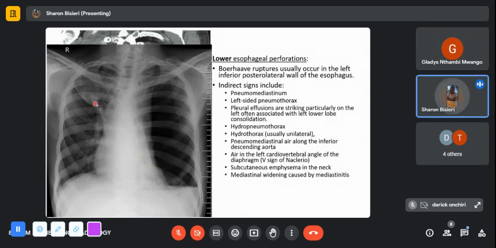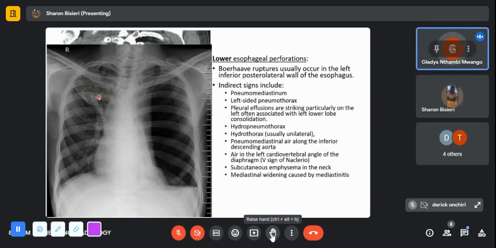There's some opacity in the right upper lung zone, but they didn't report it as any pathology. But you can report it now. What do you think is going on? Or you can always call a colleague to look at it.